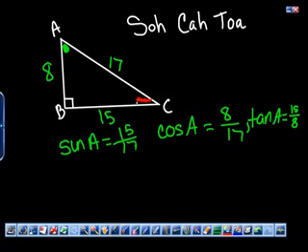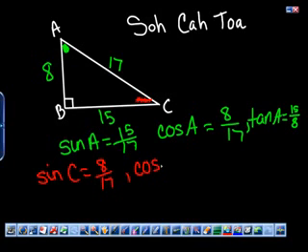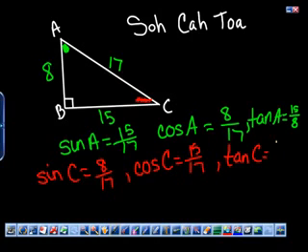Angle C. And what is the ratio for sine of C? Opposite over hypotenuse, 8 over 17. Find the cosine of C and find the tangent of C. 15 over 17, and the tangent ratio for C? Okay, when I ask for ratio, you've now done them all.